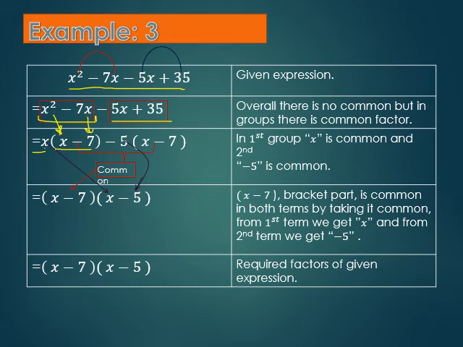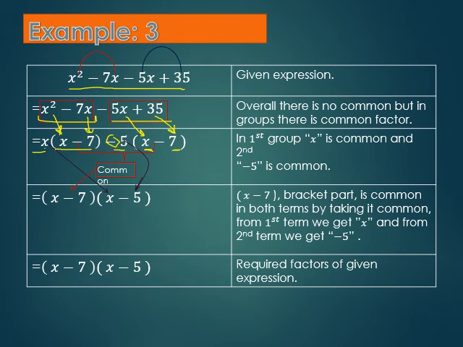The next group, minus 5x plus 35. After taking 5 as common, from the first term we get x. Now observe, there is a minus sign. Minus means that we are going to change the signs of each term. So minus 5x, after taking minus 5 common, we get positive x. From the next one, that is plus 35, after taking minus 5 common, we get minus 7.